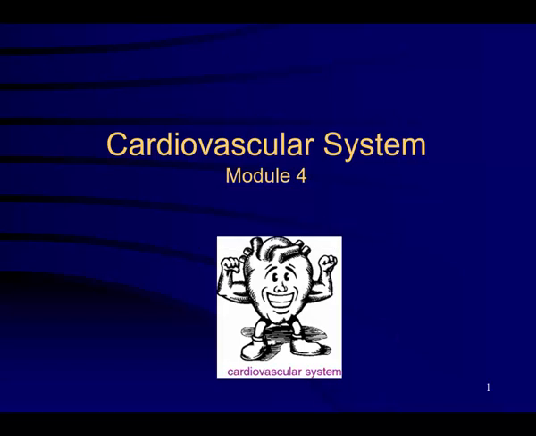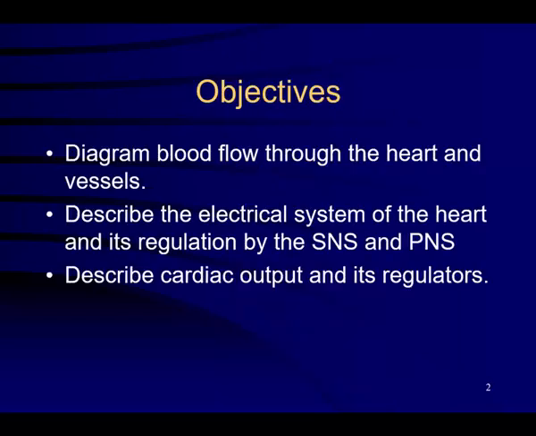The fourth module in the cardiovascular system is mainly about the heart itself, the structure, how blood circulates through it, and the electrical system that controls it. The objectives of this module will enable you to diagram blood flow through the heart and vessels, describe the electrical system of the heart and its regulation by the sympathetic and parasympathetic nervous systems, as well as describe cardiac output and its regulators.